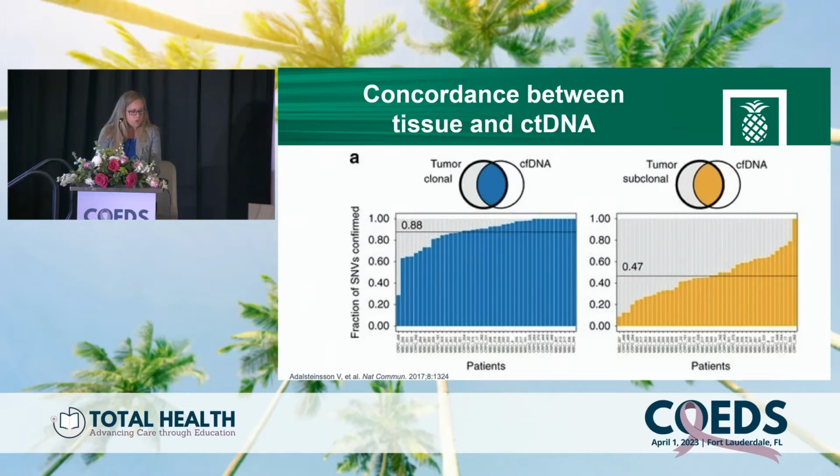In general, the sensitivity of circulating tumor DNA is really quite good, particularly for clonal mutations, meaning mutations that have been present since the primary tumor or since the initial tumor. When we're talking about subclonal mutations, for instance ESR1 mutations that develop during the course of treatment, the concordance is a little bit lower.